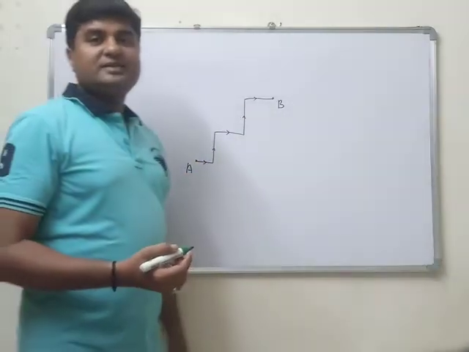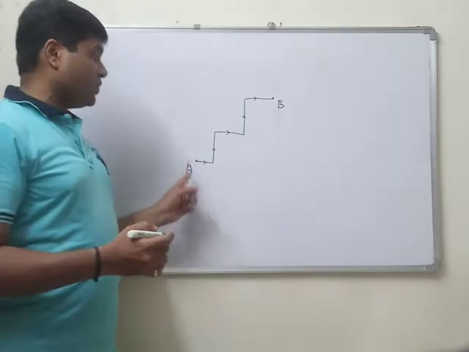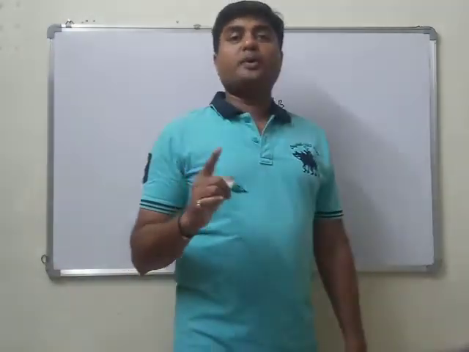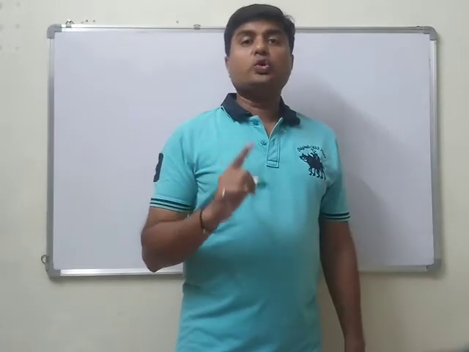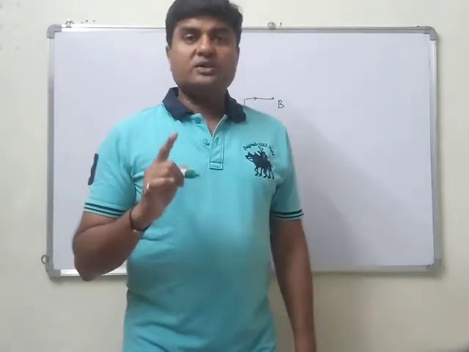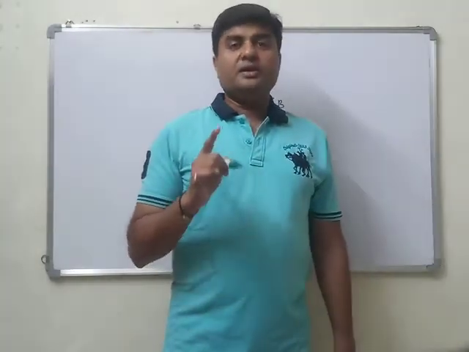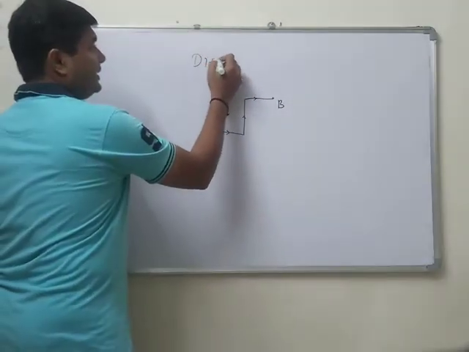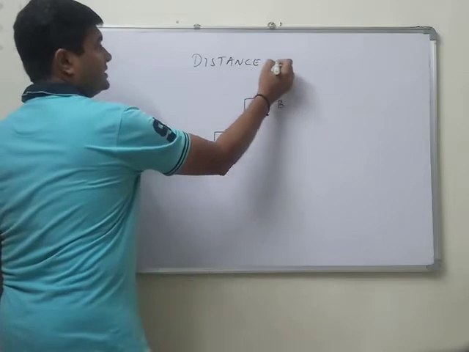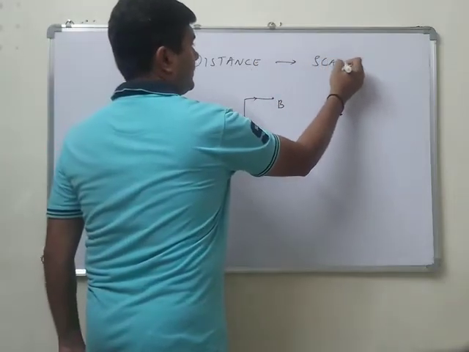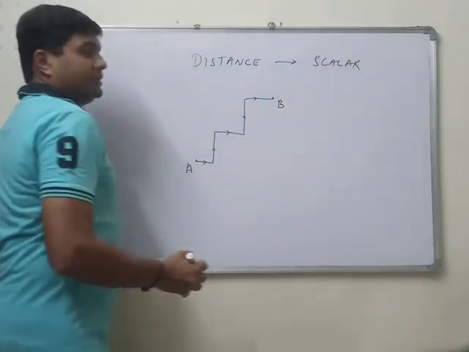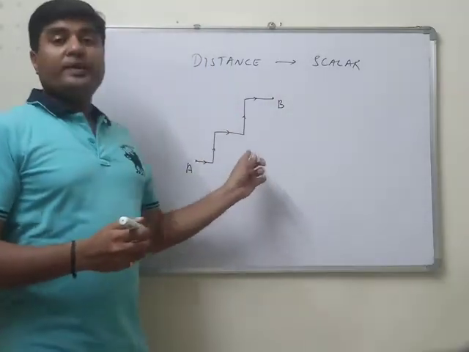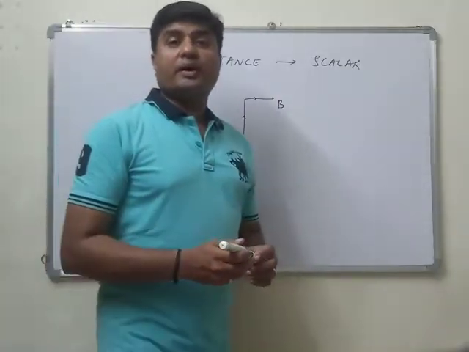Because the distance is the path traversed from A to B, you are following a particular path, and since it is a particular path, hence you do not need a direction. Since it does not need a direction, that's why distance is a scalar quantity. This is a scalar quantity because it is following a path which does not require a direction.